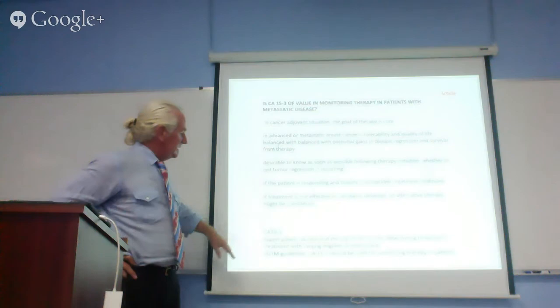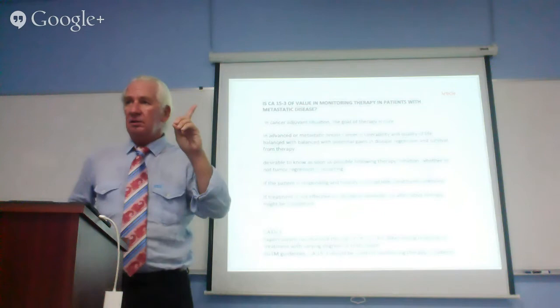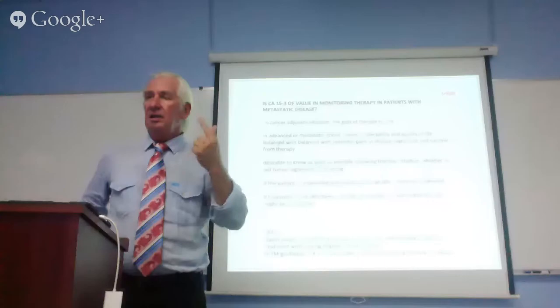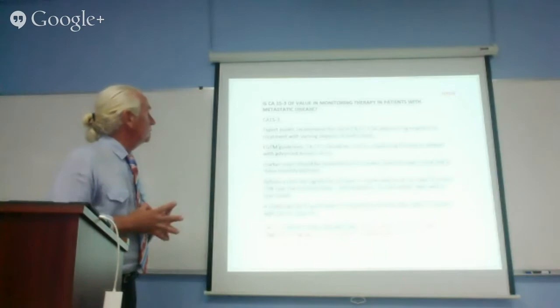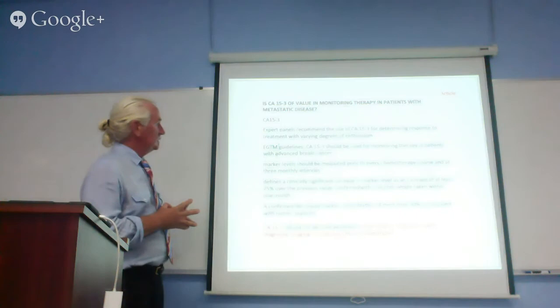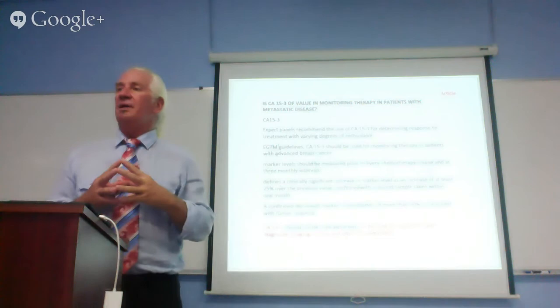So in this case, the panels recommend that you can use CA15-3, but in conjunction, and this just makes sense, with other diagnostic imaging and hormone studies, receptor studies. So under these guidelines, it should be used for therapies to evaluate recurrence of metastatic disease. Okay, it should not be used alone, and it should be used in conjunction. There are also criteria set down by these expert panels of when to submit a result and when a result is not due.